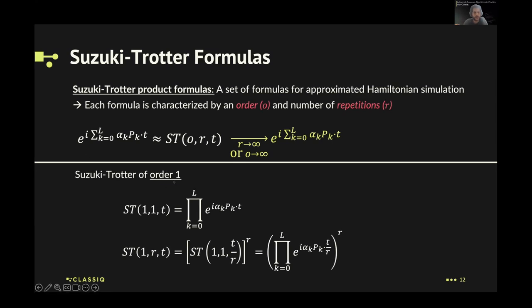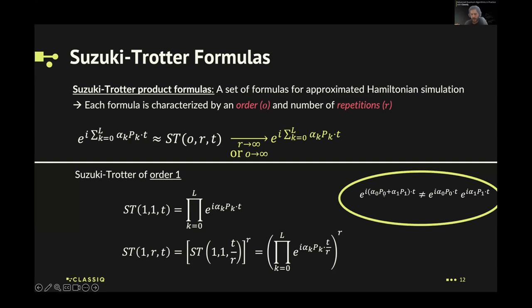So how does the Suzuki-Trotter of order one look? It is essentially just taking the product of the single Pauli exponents. Instead of the sum, I'm taking the product of single terms. This is order one and repetition one. If I want order one and R repetitions, the idea with the repetitions is that you partition time by some factor R, and then repeat the formula R times. So here, this is Suzuki-Trotter with time T over R, repeated R times. I told you before that this equation does not hold; there is an inequality here in general. And the first-order Suzuki-Trotter says: let's approximate this by that.